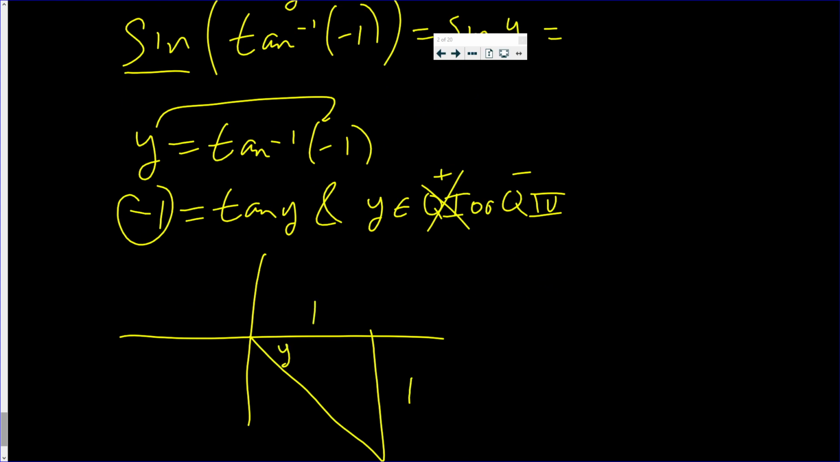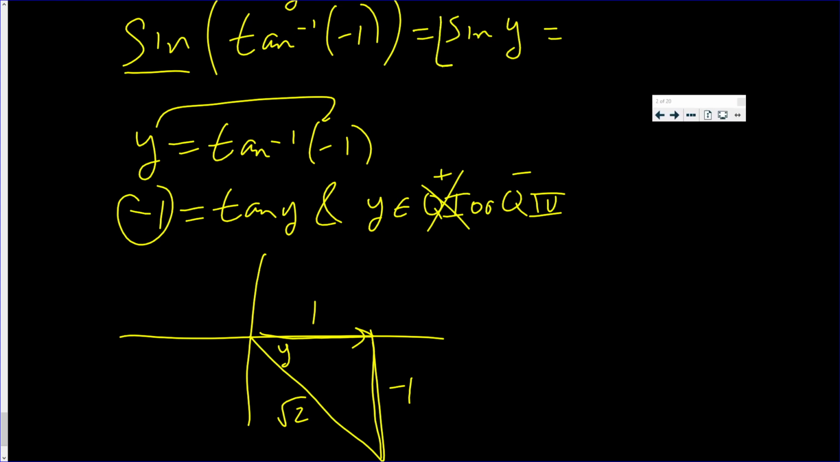So 1/1. Since this is to the right, it's positive, and since this is down, it's negative, and we should know that that's square root of 2. Okay, and like I said a few moments ago, we just want the sine of y. Oh, you mean you want the opposite over the hypotenuse? And if your teacher tells you you have to rationalize it, there's your answer.